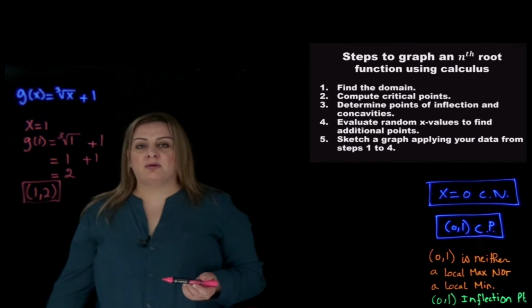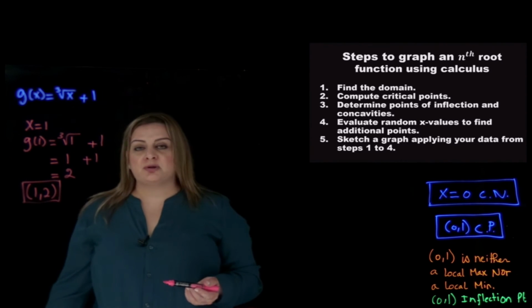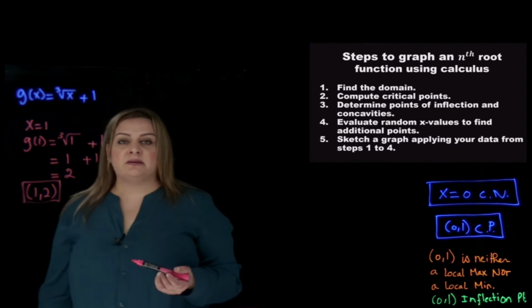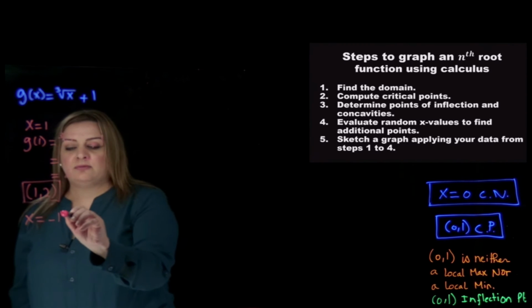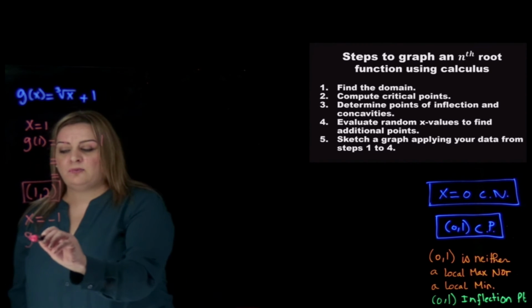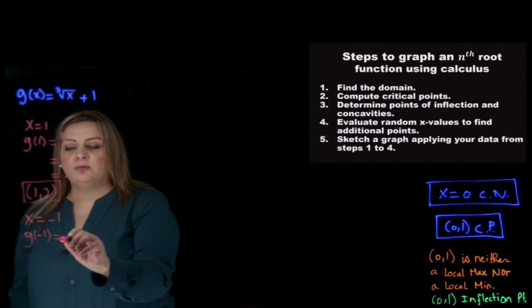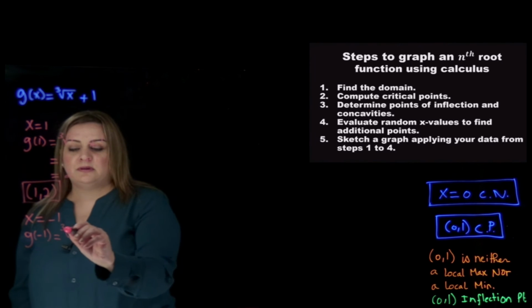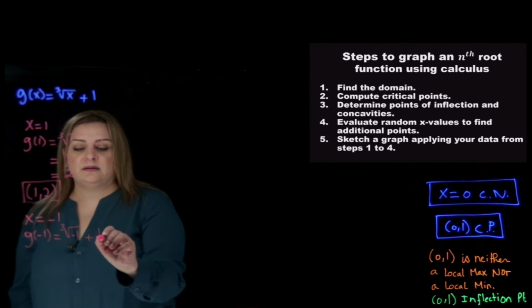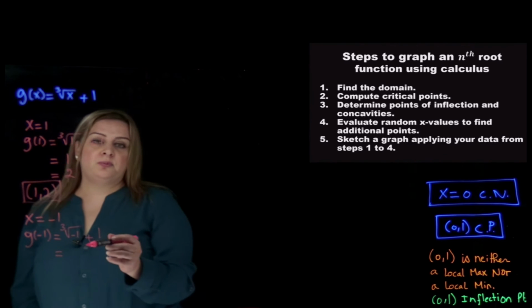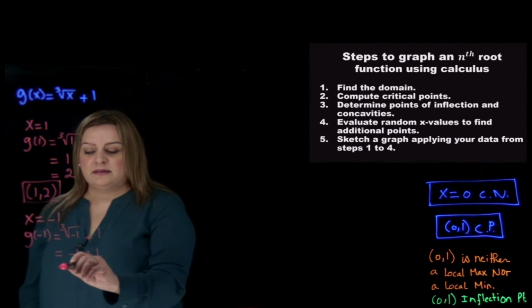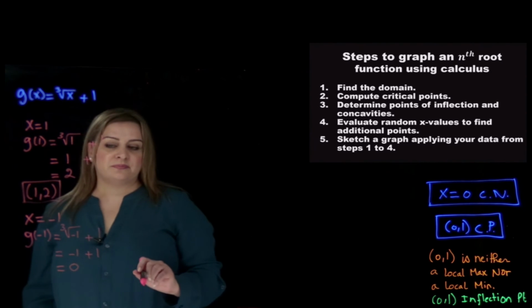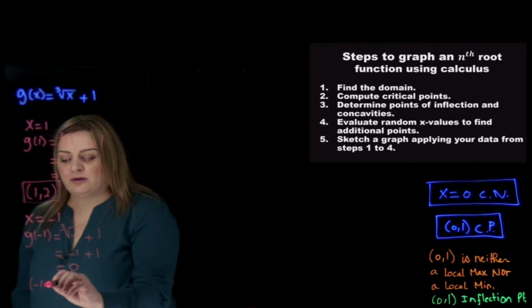Notice the domain of our function is all real numbers, so we may allow negative values for x. If we choose x equals -1 and evaluate g at -1, we will have the cube root of -1 plus 1. The cube root of -1 is just -1, plus 1. This should give us 0. Now we have another point, (-1, 0).